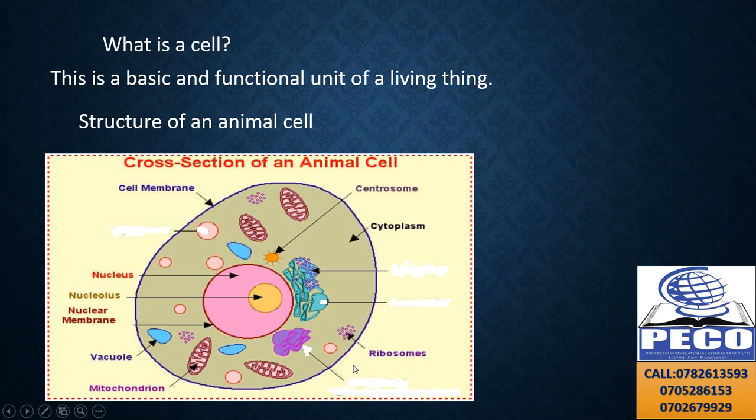By the way, as we start with the cells, I want to tell you the biggest cell known is the cell of a bird, an egg of a bird. An egg of a bird is a cell, and the biggest cell is that of an ostrich. An egg of an ostrich is the biggest cell that is known by man. Now, for them, they may not have the cell membrane because of the reasons we shall see later on.